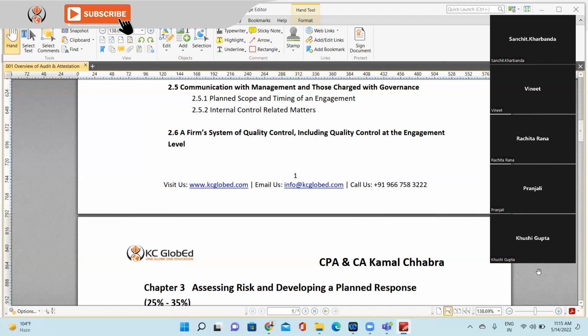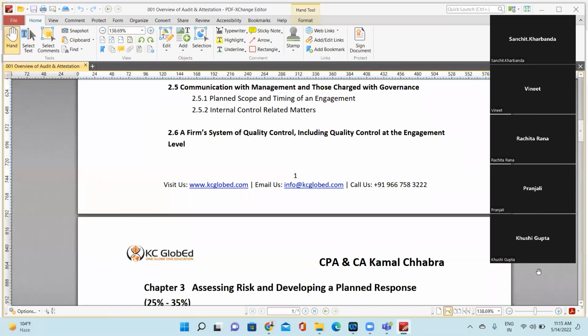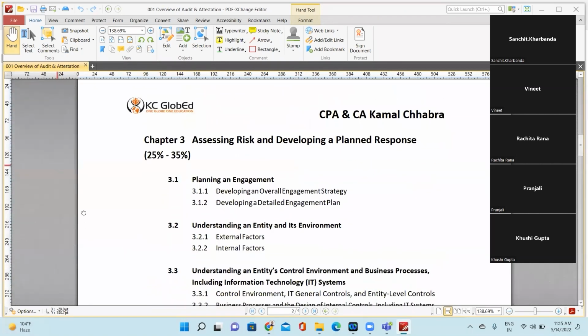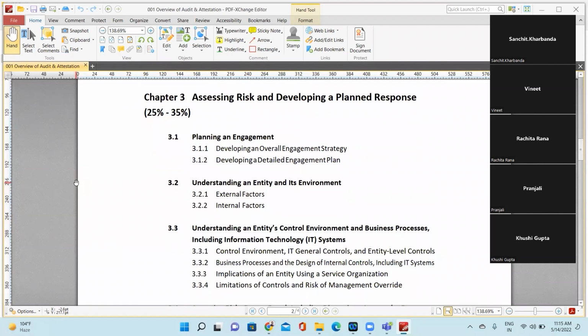Right. So this is all we'll be covering in chapter 2. Any doubts so far? Yeah. Pranjali, Khushi, Vineet, Sanchit. So far so good. Yes, sir. Okay. So ready to dive into chapter 3? Yes, sir.